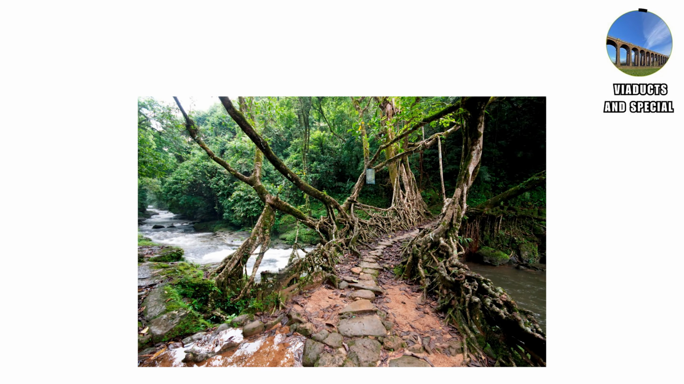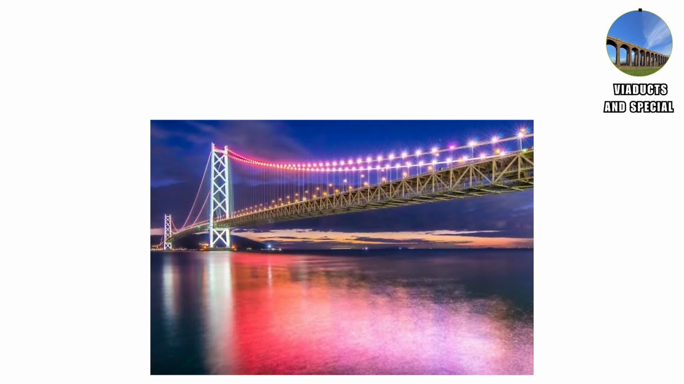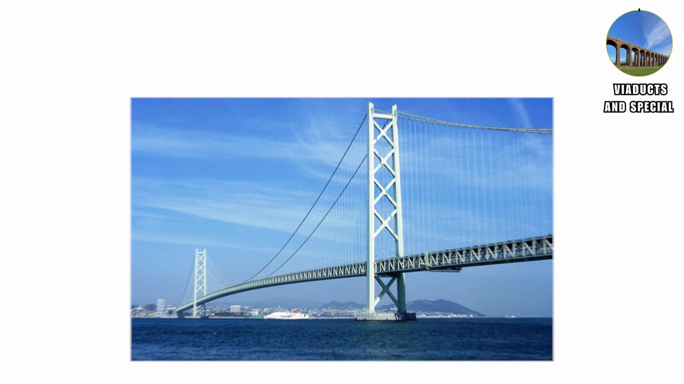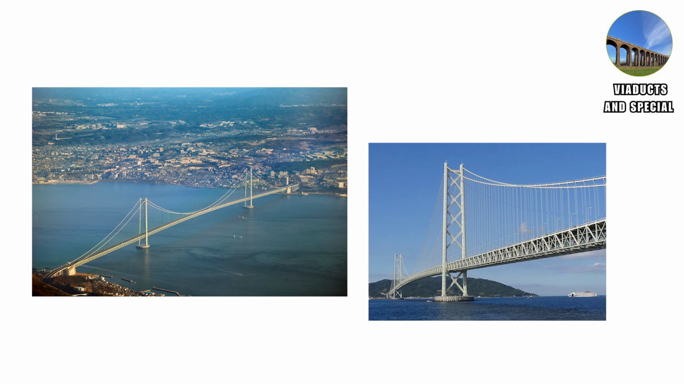Once you understand the basics, you can start to puzzle out the more interesting details, and eventually you'll see the Akashi Kaikyo Bridge on a calendar and recognize it as a twin-hinged, three-span, continuous, stiffened, truss girder suspension bridge with a double tower system.